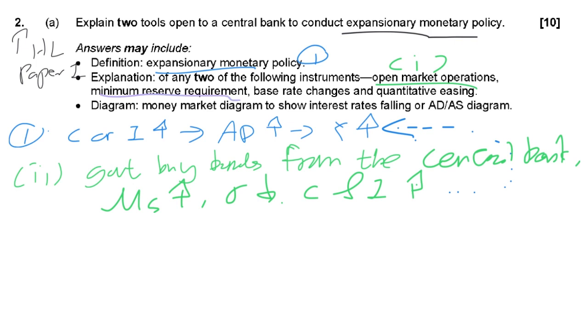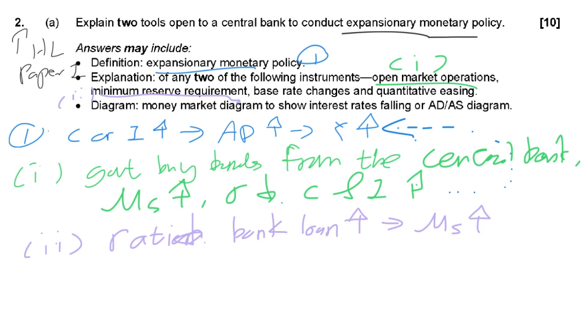Another one we call the minimum reserve ratio. That means the money required for the bank to keep as reserve. When the reserve ratio drops, the bank would lend out more money. The bank loans would increase and the money supply will increase. When the money supply increases, you have to go back to here. Money supply increases, interest rate drops, consumption expenditure and investment expenditure increase, and then aggregate demand increases.